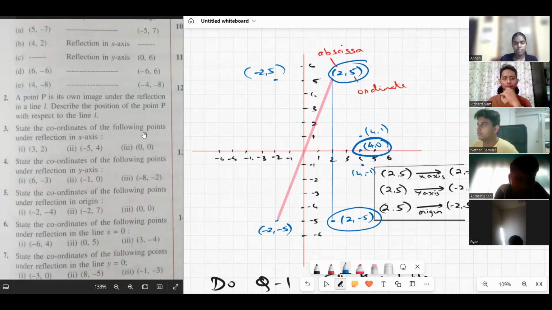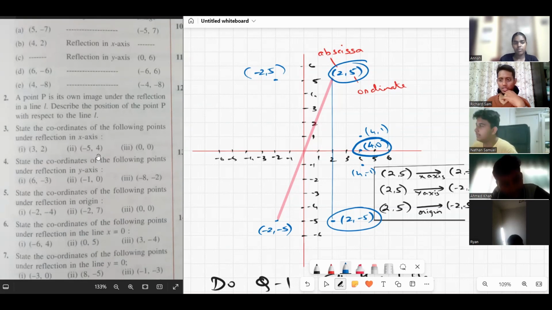Next, state the coordinates of the following points under reflection in the x-axis. Okay, reflection on the x-axis. What will this become? 3 comma 2? 3 comma minus 2. Minus 5 comma 4? 5 comma minus 4.